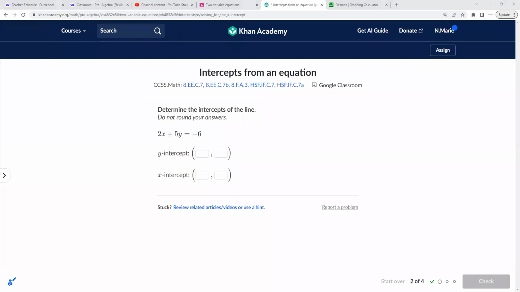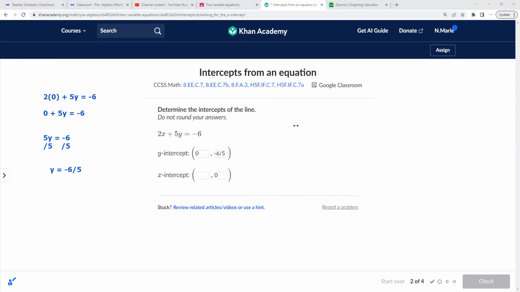So remember, for the y-intercept, x is 0. For the x-intercept, y is 0. So for the y-intercept, I'm going to plug in a 0 for x and solve for y in this original equation here. Must make sure I'm good at solving equations in order to do this. So I get 5y equals negative 6. Divide both sides by 5, and so y is negative 6/5. Yes, you can get fractions and decimals and negatives and positives.